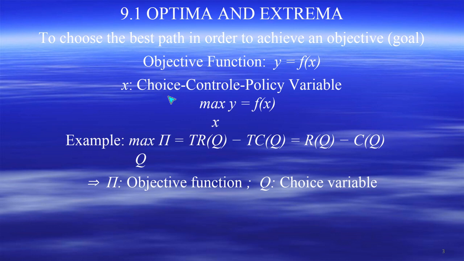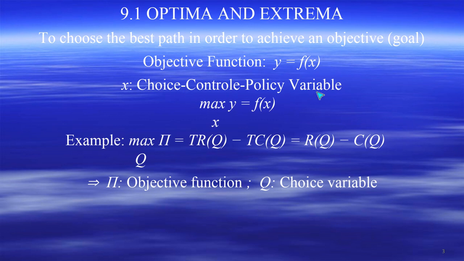x is our choice, control, or policy variable. It's like an exogenous variable. y is the endogenous variable, our objective value, our objective function. And x is one of these independent or explanatory variables which we use to maximize or minimize this objective function. It is called choice variable or control variable or policy variable.